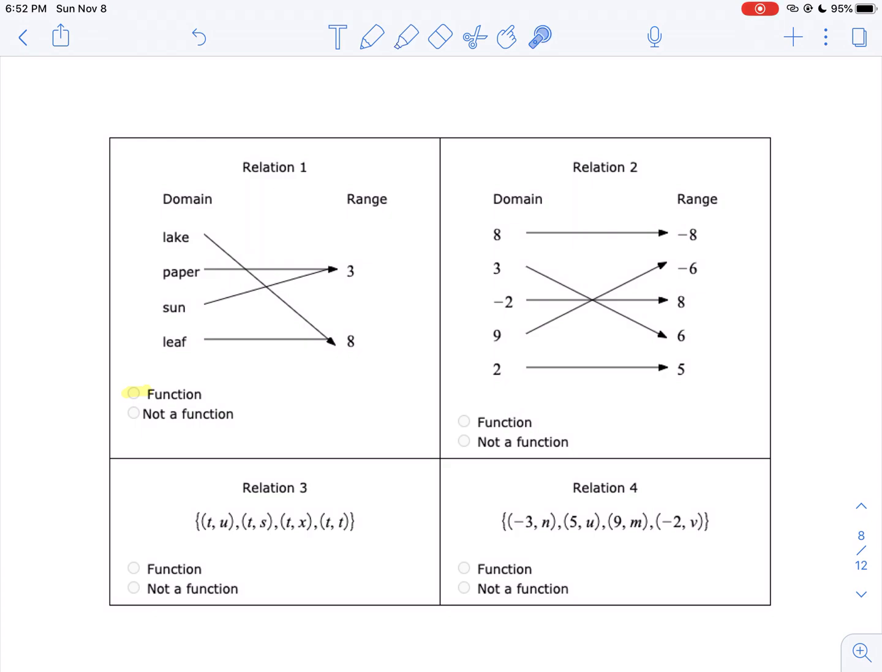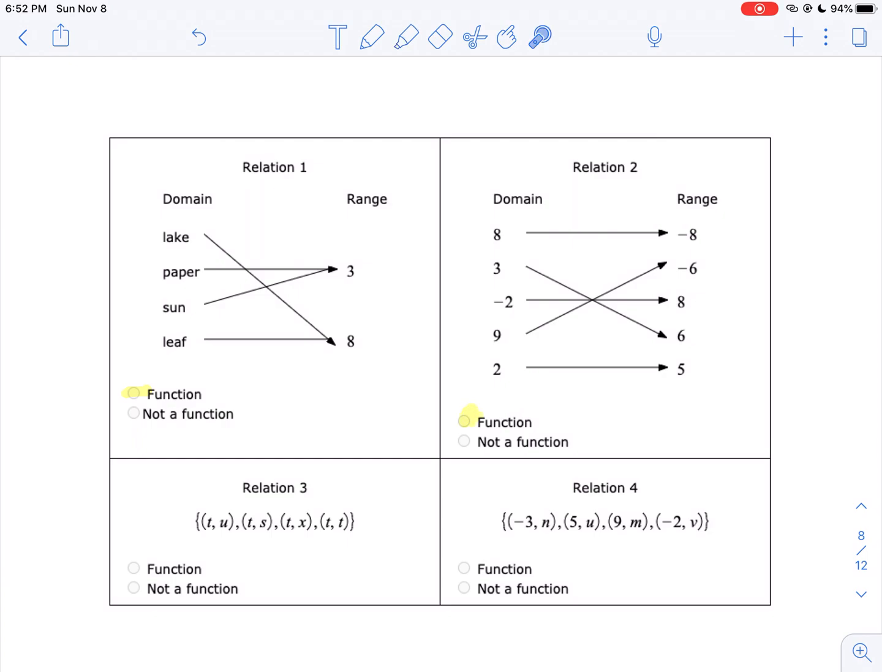We look at the next one. I think you had this one right because I think you said this is a function. 8 is predictable, goes to negative 8. 3 is predictable, goes to 6. Negative 2 is predictable, goes to 8. 9 is predictable, goes to negative 6. 2 is predictable, goes to 5. So this one is also a function.